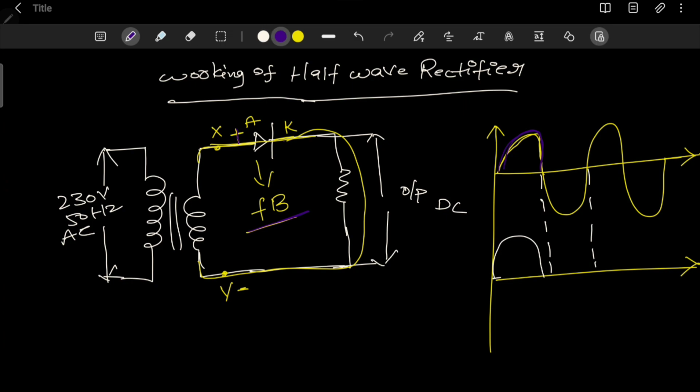Coming to reverse bias, the second condition: the negative half acts as negative and this is positive. So the negative is connected to the anode and the positive is connected to the cathode. Now it will act as reverse bias. As you know, under reverse bias the diode will not conduct, so it will remain like this. Again, in forward bias it conducts and in reverse bias it does not conduct. The process is continuous.